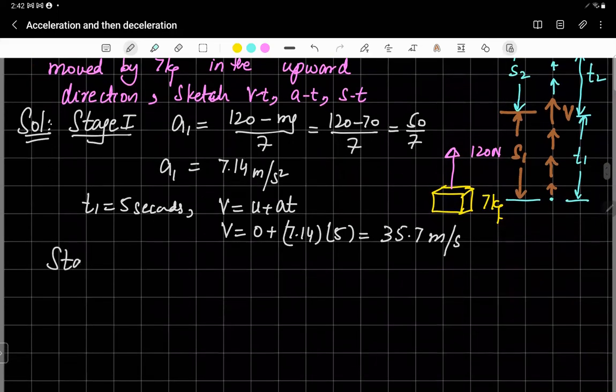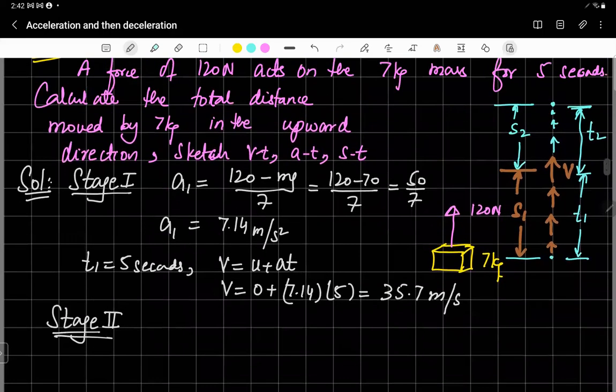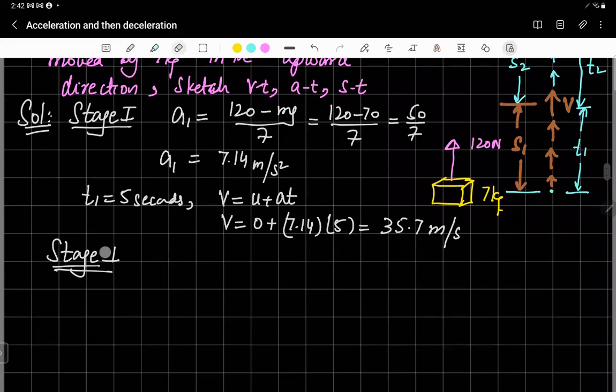Now in stage 2, what will be the acceleration when this force of 120 Newton is taken away? What is the value of acceleration in stage 2? Can you guess? Don't we have to calculate S1? Oh, yes, we have to. Apologies, I forgot the calculation of S1.